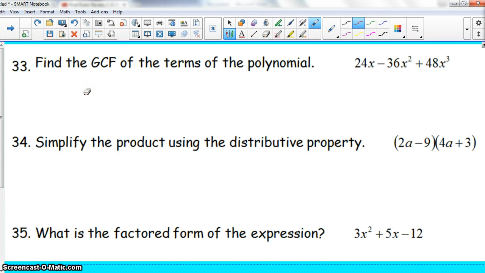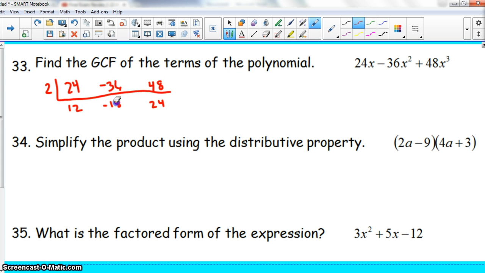Okay, to find the greatest common factor of the terms, you have to take 24, negative 36, and 48, and see what number will go into all three of them. And some of you will see, okay, well, 2 goes into all of them. So we look at 2: 24 divided by 2 is 12, 36 divided by 2 is negative 18, and 48 divided by 2 is 24.